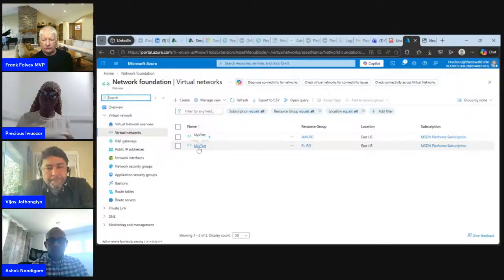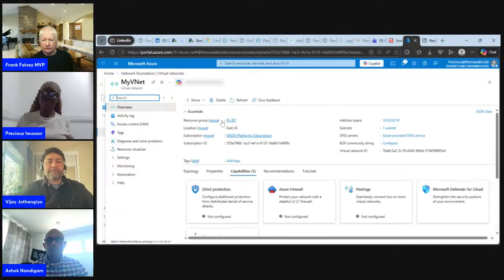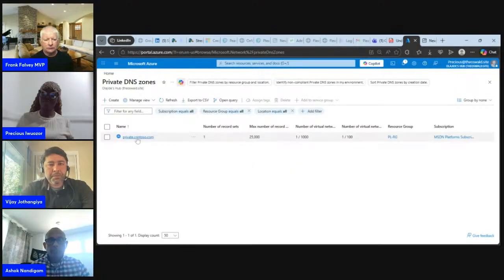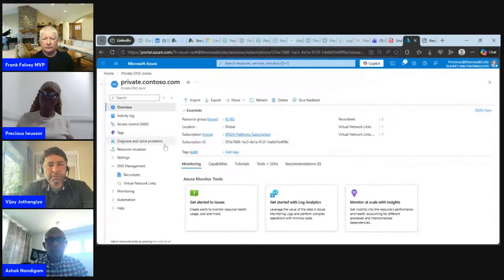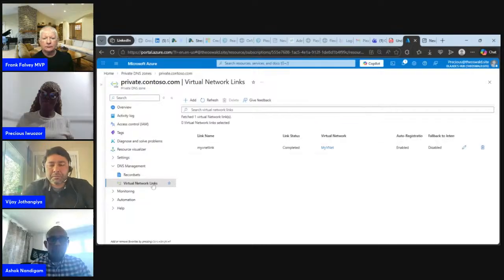This is my virtual network. I linked this virtual network to that DNS zone and I deployed a virtual machine. Before deploying the virtual machine, I enabled auto registration within the virtual network. This is where I linked my virtual network to the private DNS zone. This is it here. It is enabled.